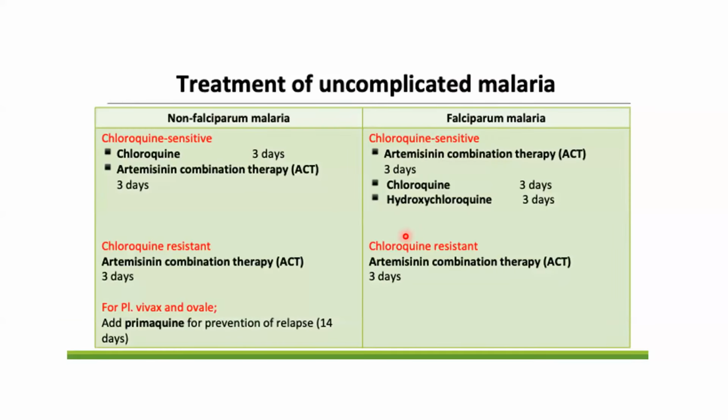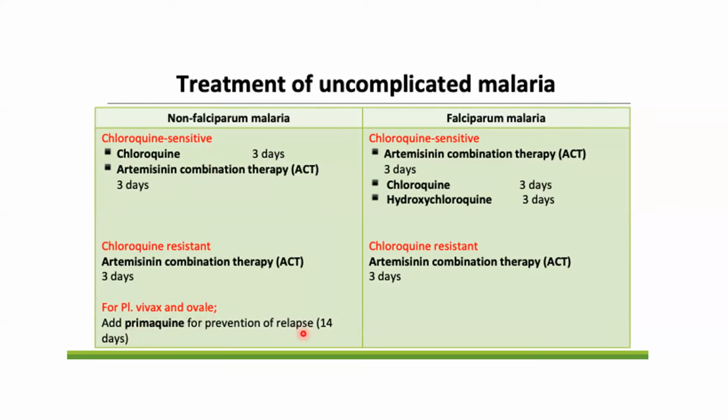Now, this isn't that important, okay? I don't think you'll need to know this. However, just in general, what you do need to know is that chloroquine and artemisinin combination therapy are the mainstay of treatment for malaria, and they're given for 3 days each, okay? And if you can see here what we said, if the patient has Vivax and Ovale, we want to prevent relapse. We want to clean out the dormant forms in the liver, right?